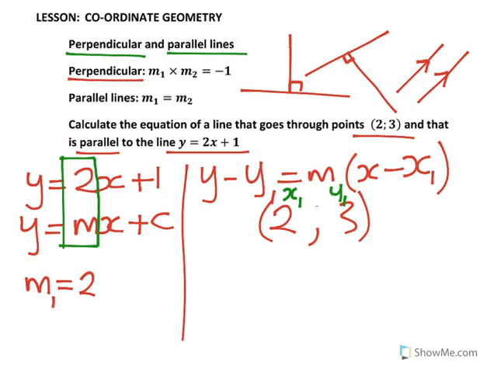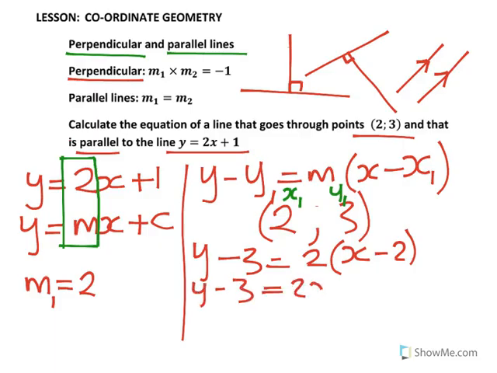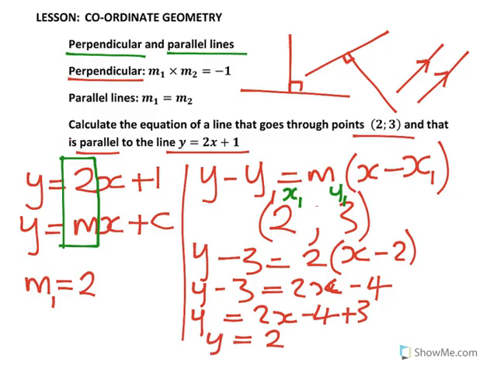It is 2. So you're going to say y minus 3 is equal to 2, and then you're going to have (x minus 2). So y minus 3 is 2x minus 4. So y is equal to 2x minus 4 plus 3, and then y is equal to 2x minus 1. Therefore, the equation of the line is y equals 2x minus 1. Then that becomes the answer.